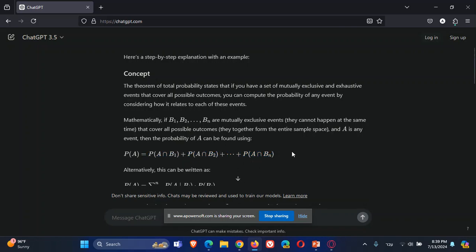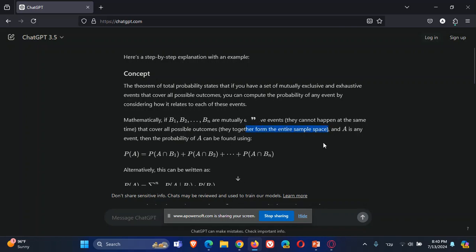Bn. Now, the events B1 until Bn should satisfy two things. One, they are mutually exclusive, namely, they cannot happen at the same time. Let's say if you toss a coin, one side cannot happen when the other side happens, right? They are mutually exclusive. Also, they should cover all possible outcomes, namely, together B1 until Bn form the entire sample space.